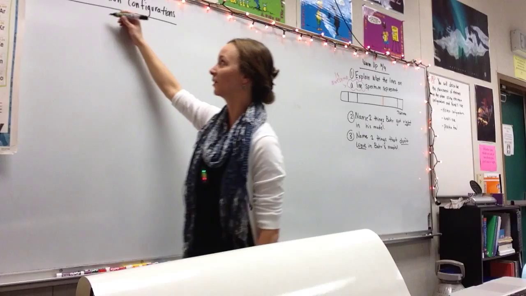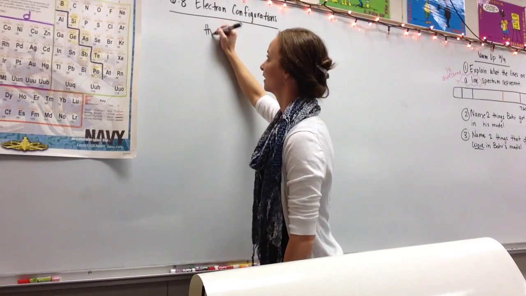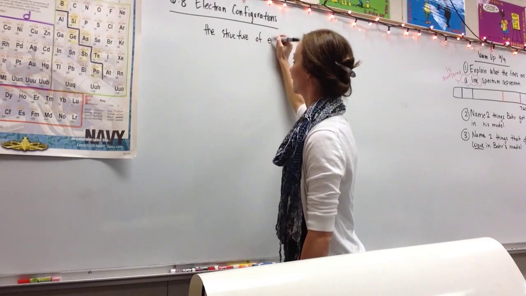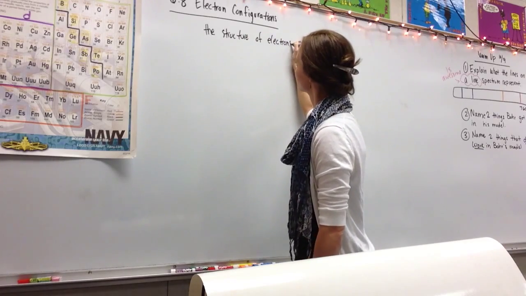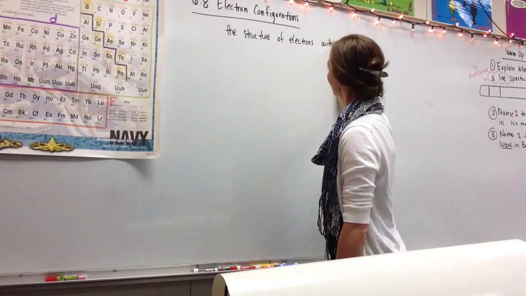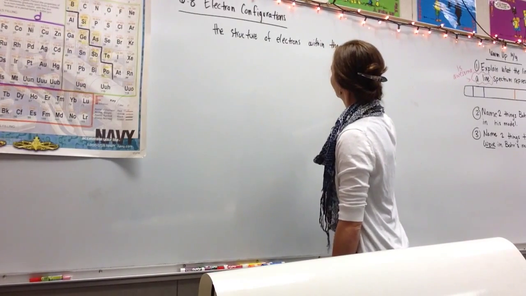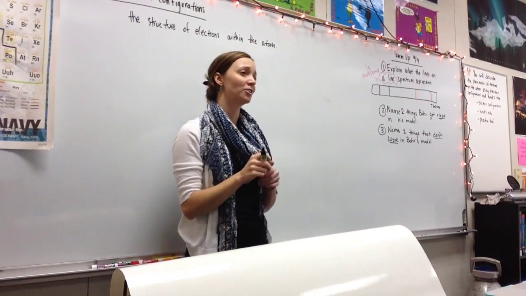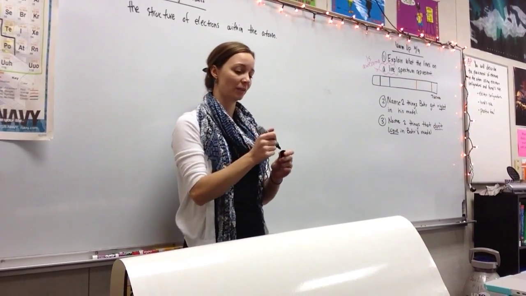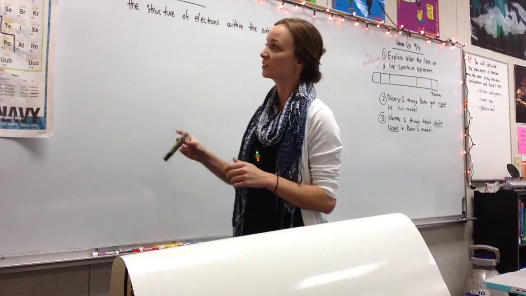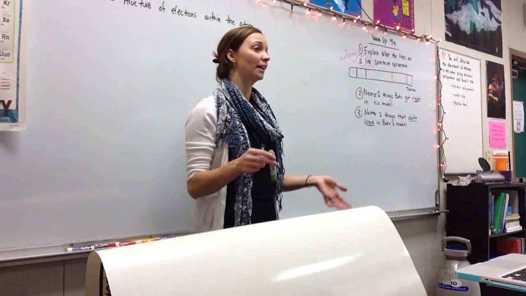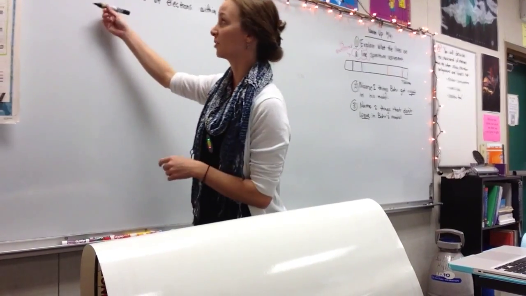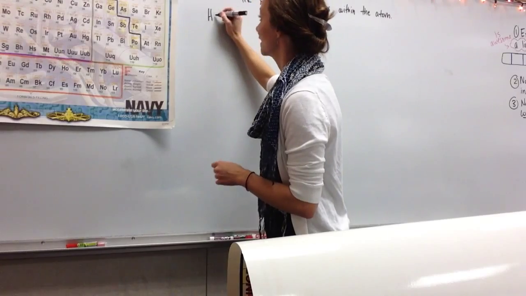Okay, so electron configurations are defined as the structure of electrons within the atom. When we do electron configurations, we're really just describing how electrons are structured within the atom. The best way to learn these is just to look at examples and see how they're done. We're going to start with the easiest one, helium, and describe helium's electron configuration.